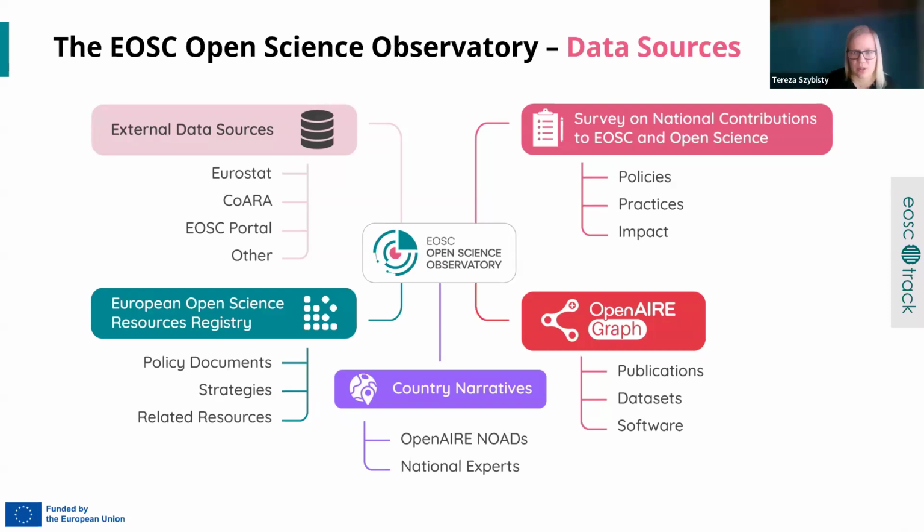The second key source is the OpenAIRE Graph. I believe I don't have to introduce the OpenAIRE Graph to you, but it is one of the largest open scholarly knowledge graphs in the world. The OpenAIRE Graph is basically what really brings the observatory to life, because without it, we would have only data on policies, like information about what countries intend to do. But thanks to the graph, we can actually see how these policies are translated into practice. Again, I will tell you a little bit more about how we're using the OpenAIRE Graph in a bit.